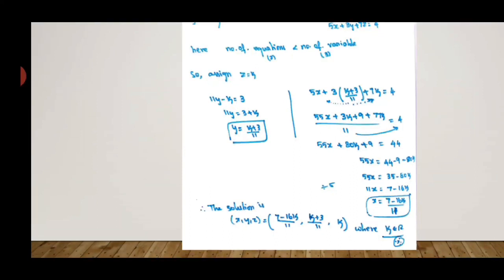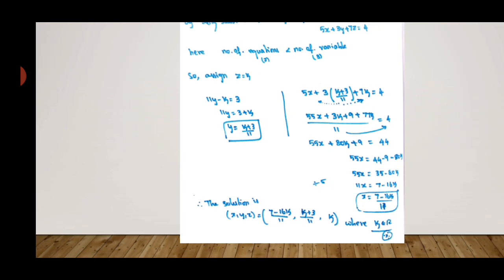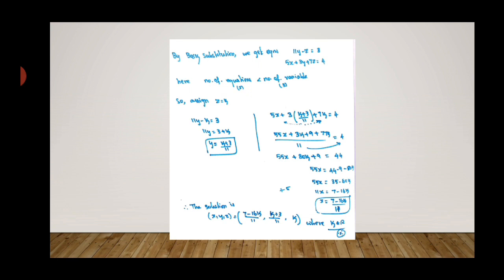After that I have to write the solution. The solution is x comma y comma z is equal to 7 minus 16k by 11 comma, y value k plus 3 by 11 comma, z value k, where k belongs to R. So this k belongs to R, all must write. It's a very important point. For this we have 1 mark in board exam. For the last step, if you forget to mention this k belongs to R, the mark will be lost.